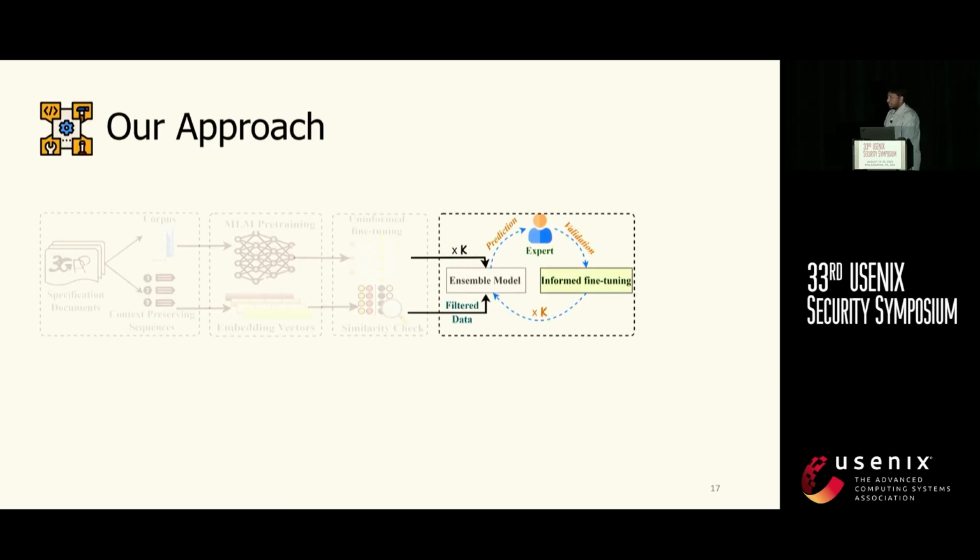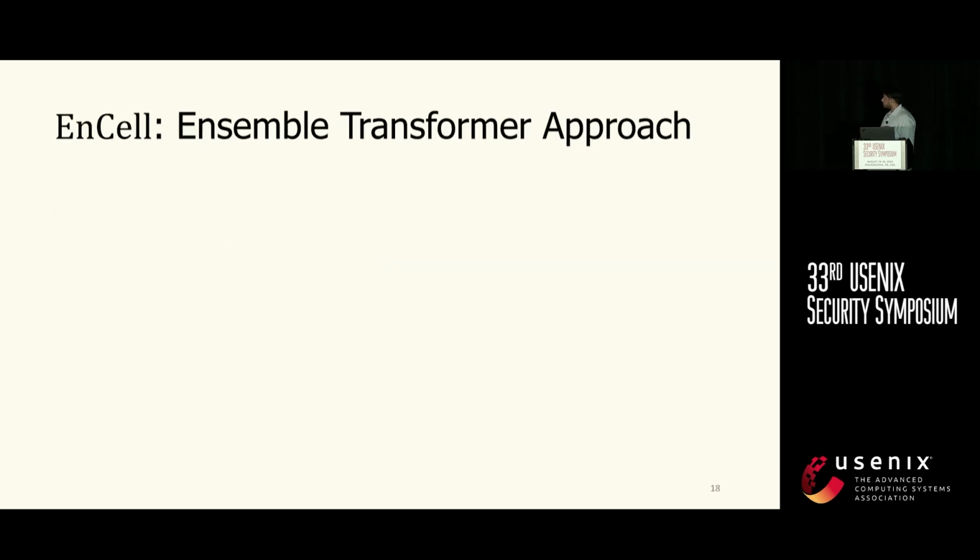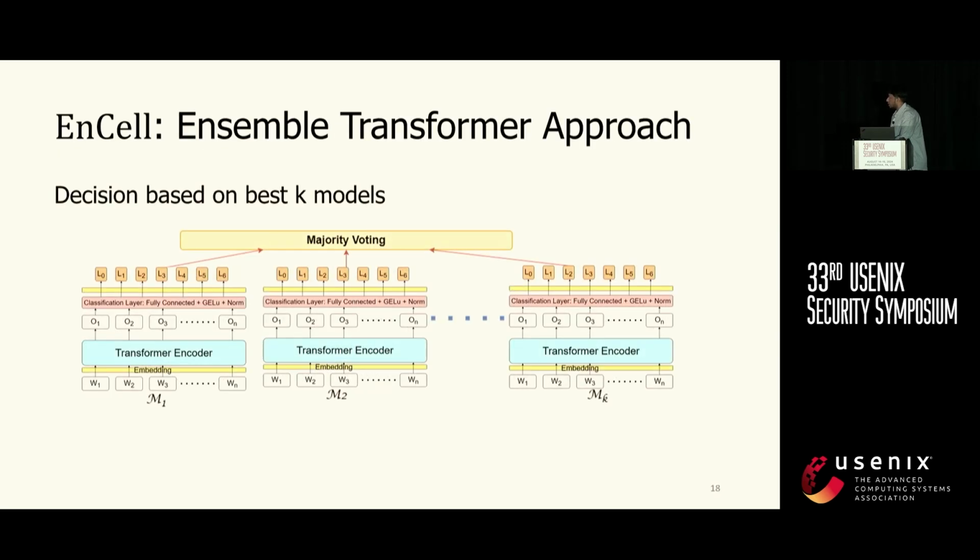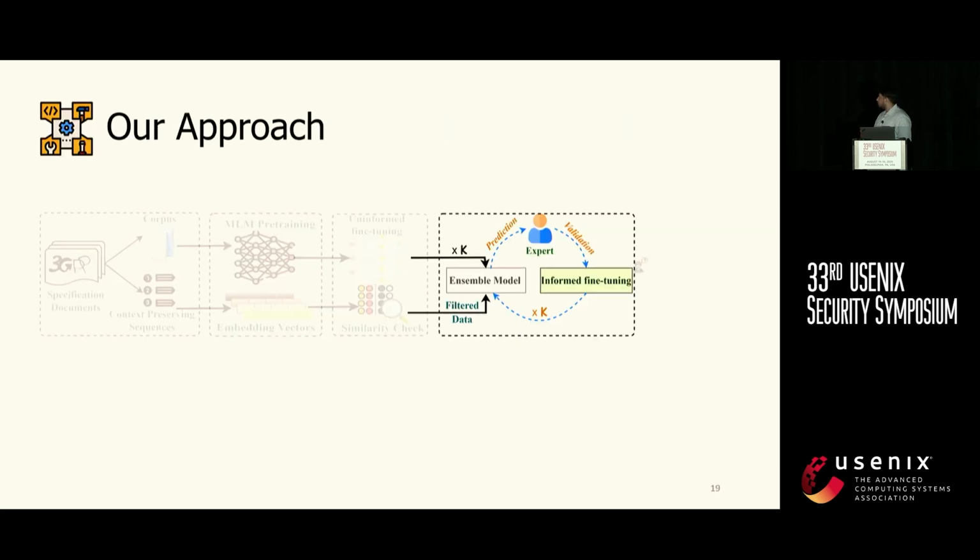Now, using that idea, we also apply an ensemble of the language models we use. Here we use K models, and K is generally 3. We also use an active learning approach where an expert validates the predictions at each of the steps, and we do K steps of informed fine-tuning here. For the ensemble, we use majority voting over the language models.